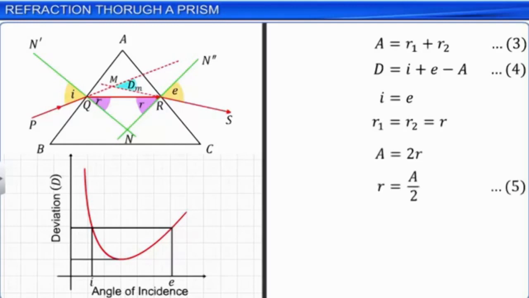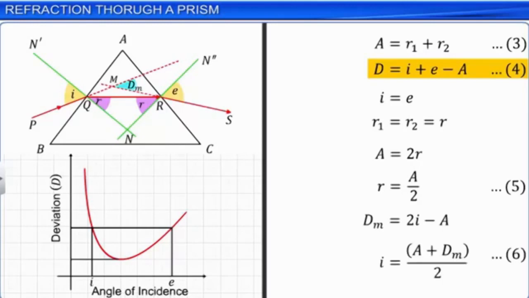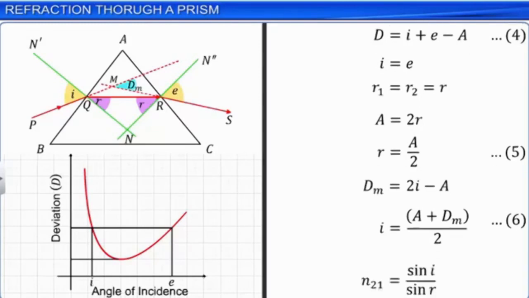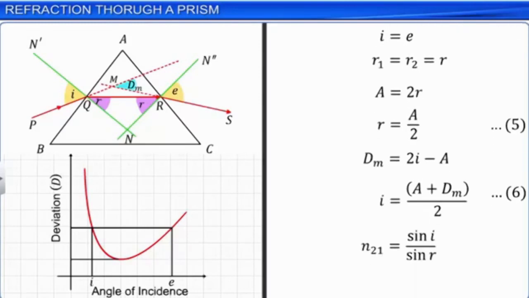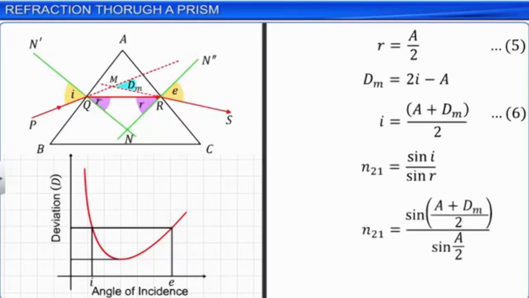But the refractive index of the material of the prism, n21, is equal to sin I by sin R. On substituting the values of I and R from equations 5 and 6, we get n21 is equal to sin of (A plus dm) by 2, divided by sin of A by 2. Let this be equation 7. Using equation 7, the refractive index of the material of the prism with respect to the surrounding medium can be found accurately. In this method, the values of A and dm are found experimentally.